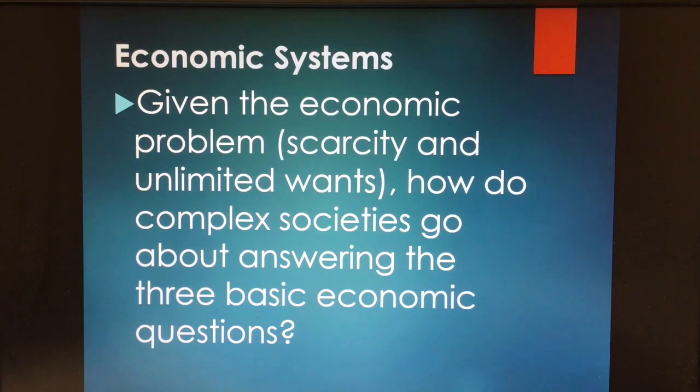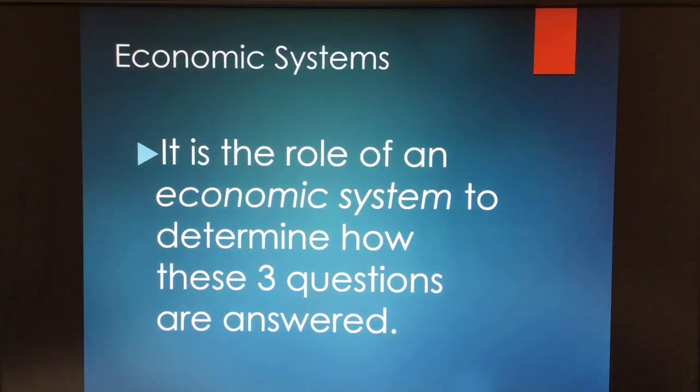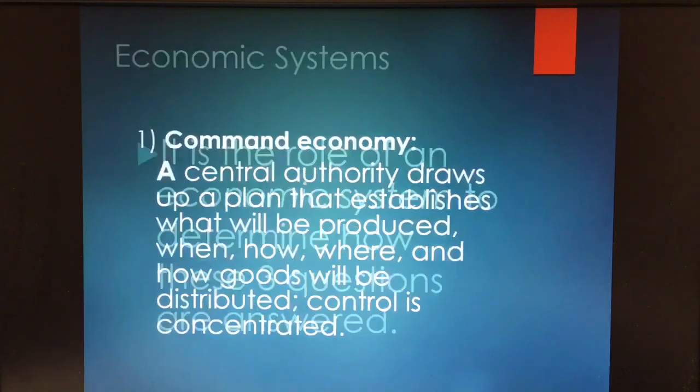Given the economic problem, that is scarcity and unlimited wants, how do complex societies go about answering the three basic economic questions? You'll want to think back to those first most basic cases we looked at, the Robinson Crusoe case and then the case of a two-person economy, to consider how what's to be produced, how is it to be produced, and who gets it, how those questions are answered under those circumstances. It's the role of an economic system to determine how these three questions are answered.